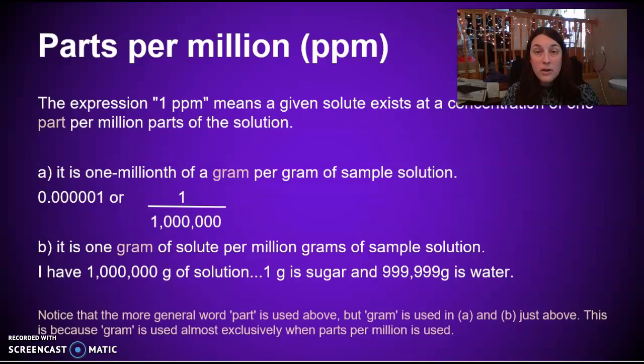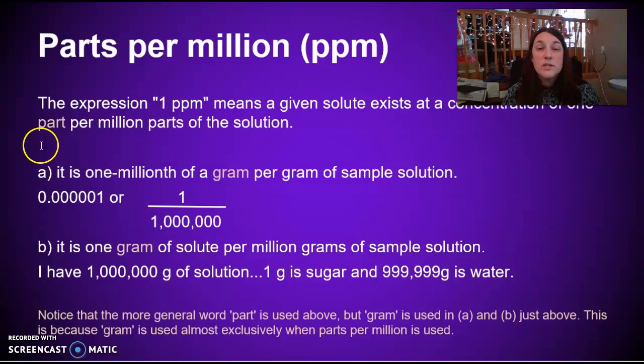The other way that we can talk about parts per million is talking about it mathematically with grams. So parts per million is 1/1,000,000th of a gram per gram of sample solution. So if I have 1 gram, which is about the size of a paper clip, that means 1/1,000,000th of that would be a part per million. It is 1 gram of solute per million grams of the solution. So if I have 1,000,000 grams of solution, 1 gram is sugar if it's 1 part per million, and 999,999 grams of it is water.